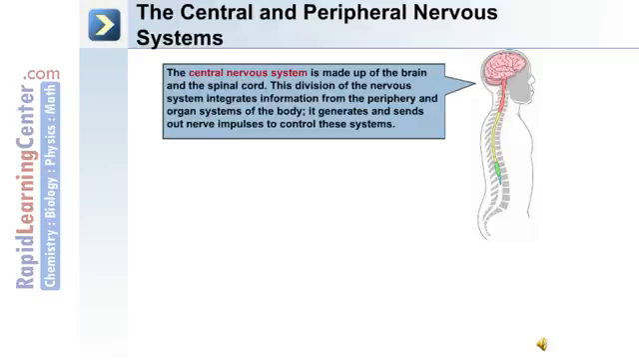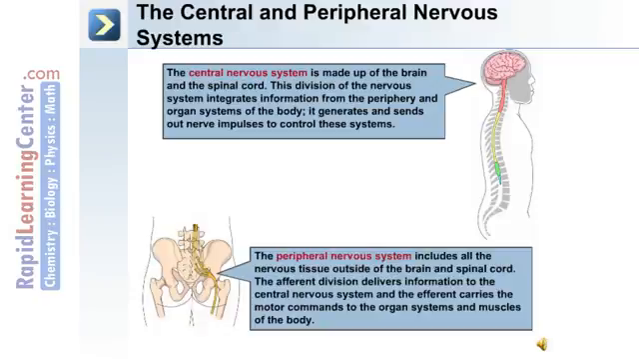The central nervous system, made up of the brain and spinal cord, integrates the information that it receives from the periphery and organ systems of the body. It generates and sends out nerve impulses to control these systems. The peripheral nervous system has an afferent division and an efferent division. The afferent division delivers information to the central nervous system. The efferent division carries the motor commands from the central nervous system to the organ systems and muscles of the body.